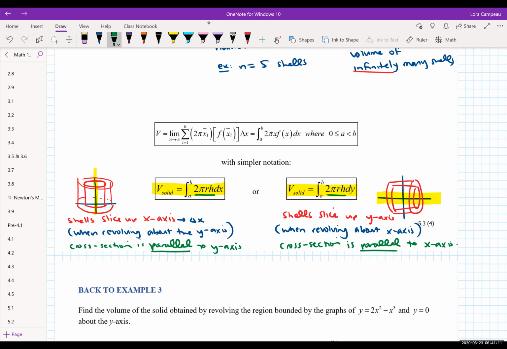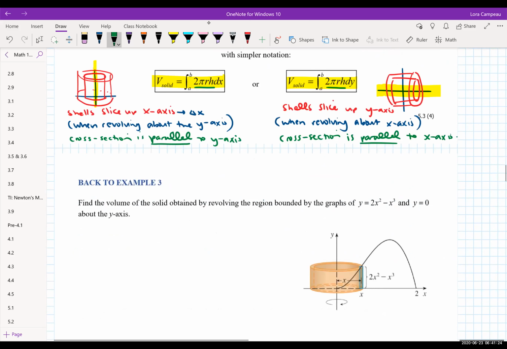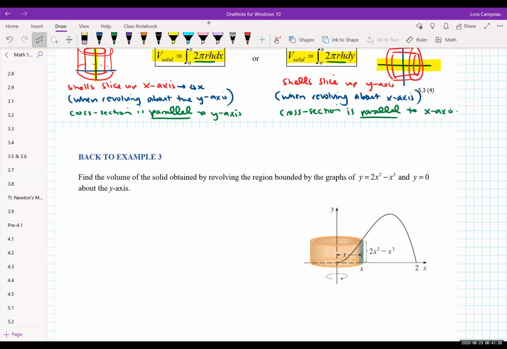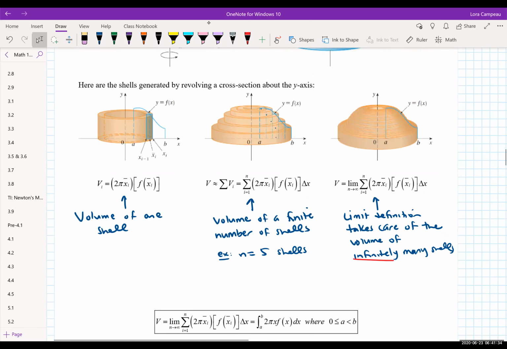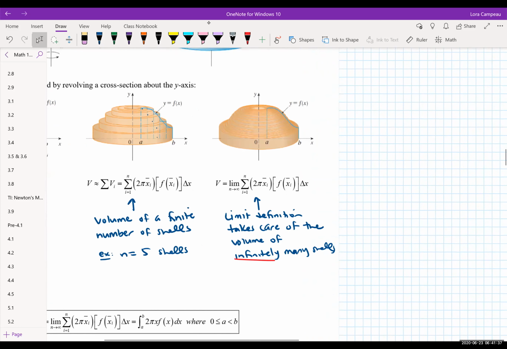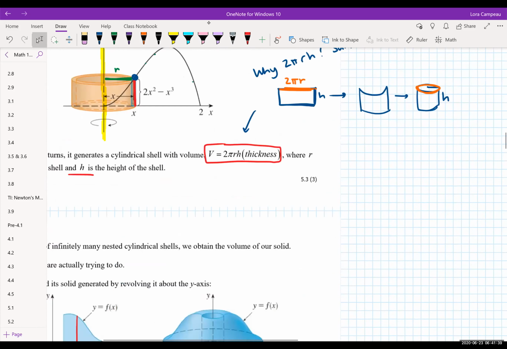But I am sure we all need to practice it in order to feel a little more comfortable with the whole process. So I'm going to take you back to example 3, and we're going to go through this. And by the way, we're finding the volume of the solid obtained by revolving the region bounded by these graphs about the y-axis. I believe I drew it up here, but sometimes I missed. Let's see if I can get that down. Yeah, right here.